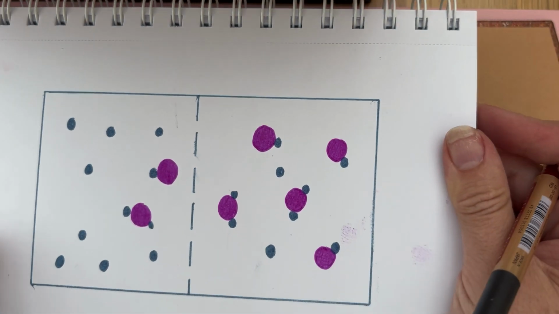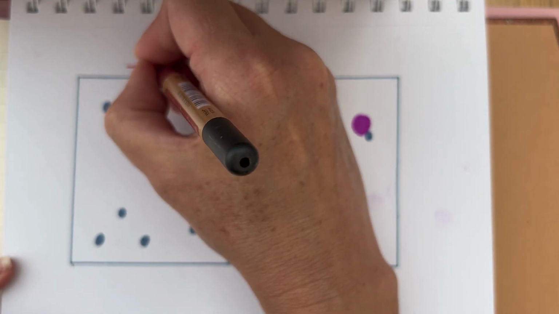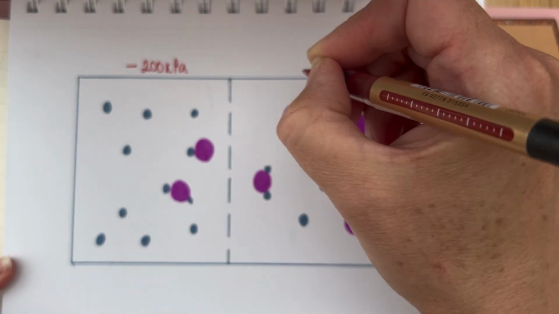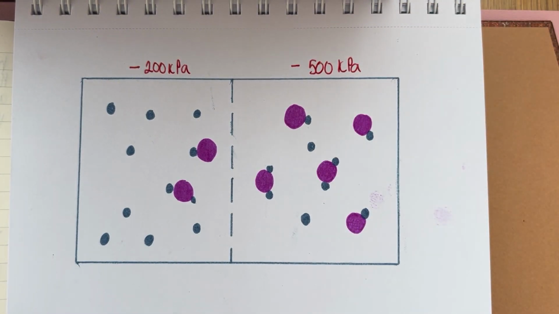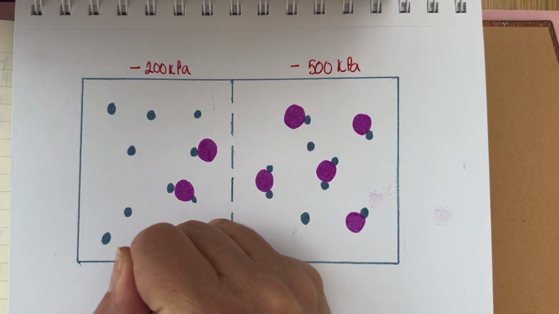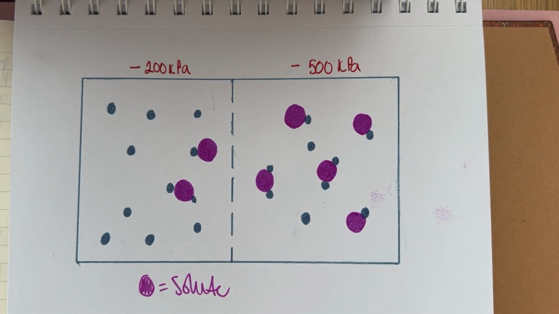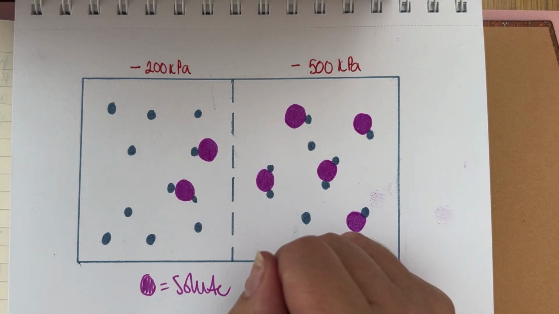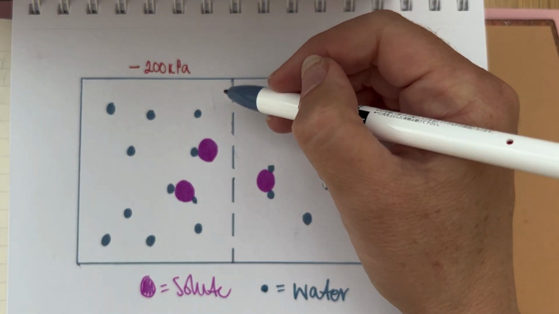And we can show that in the form of a diagram as well. So here's our minus 200 side, and here's our minus 500 side. And the big pink dots are the solutes, and the smaller ones are the water. So this on my key, that's the solute particles, or my squash from the example at the beginning. And these smaller ones, they're water molecules. And here's our membrane.